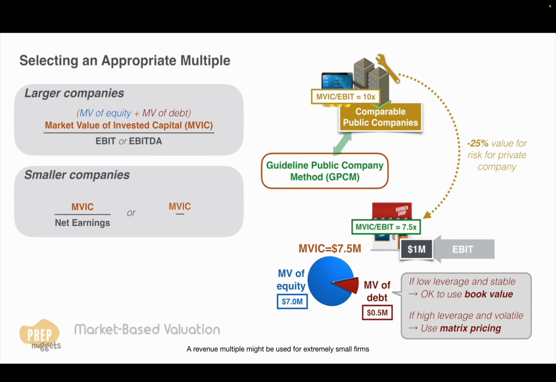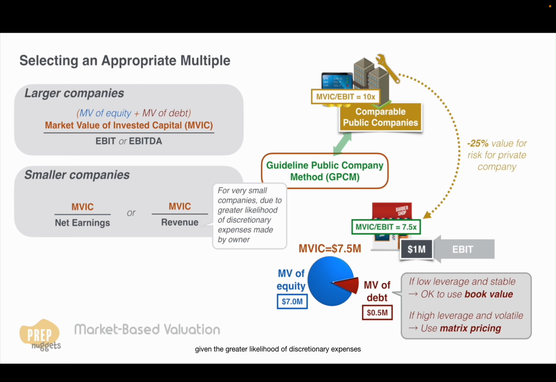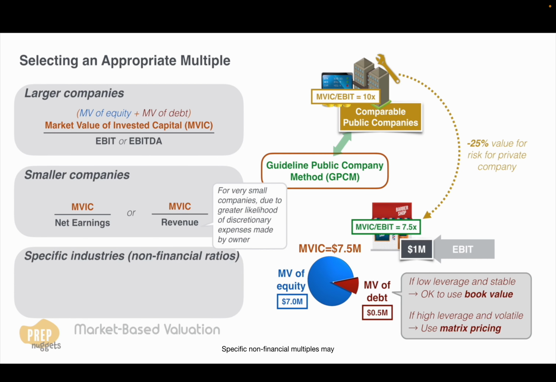A revenue multiple might be used for extremely small firms, given the greater likelihood of discretionary expenses such as owner compensation. Specific non-financial multiples may be appropriate in some industries. For example, a hospital's price per bed could be used. These measures should be accepted in its industry and accompanied by financial measures.